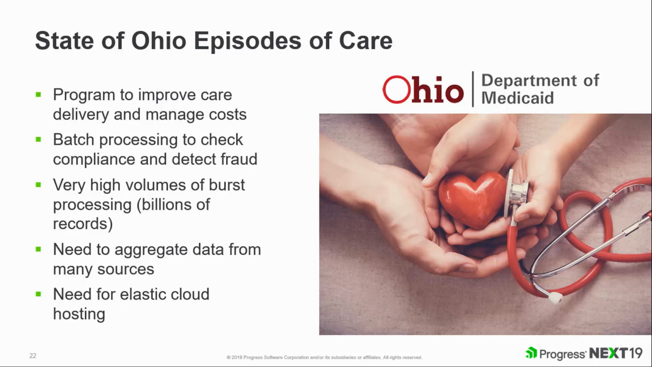So this is the State of Ohio episodes of care. This was a big project that we got engaged with them on. It was 2 years ago at this point, might be a bit more. And this is a batch processing application from the start. This is what they needed to do. Basically the use case is that they've got ACA requirements and CMS requirements that are coming down for them, all driving quality of care at the most affordable cost.